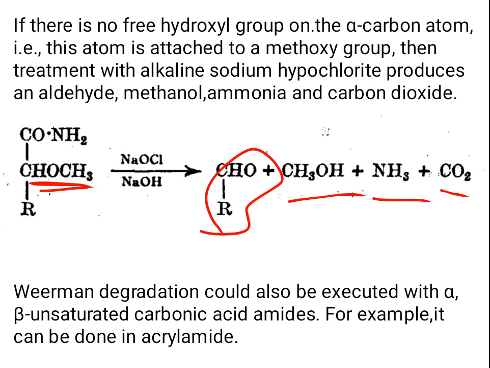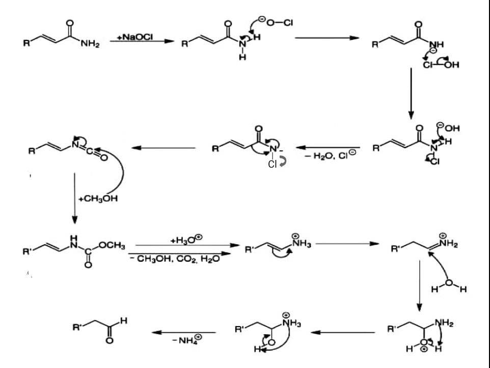Wiedemann degradation could also be executed with alpha-beta unsaturated carboxylic acid amides. For example, it can be done in acrylamide. So if you are interested, you can see this mechanism also. I am not going into details because this is not necessary at this stage in carbohydrate chemistry, but if you are interested in this kind of mechanism, you can see it.